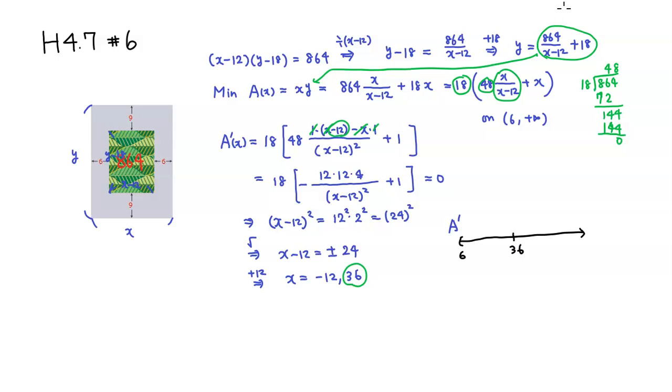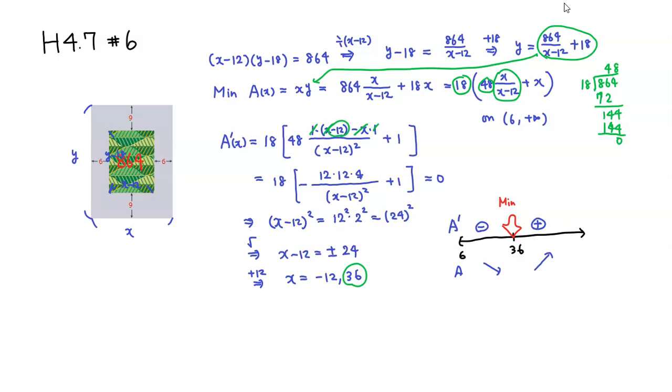So if you plug in something like 10, 10 minus 12 is negative 2, the square would be 4, so this is going to be a negative quantity, right? And if you're plugging in anything bigger than 36, this is going to be less than 1, so it's going to be positive. Which tells you that the function A is decreasing on that interval and increasing on that interval, which tells you that you're going to have a minimum right here.